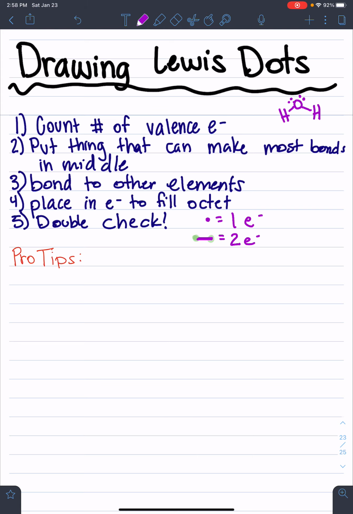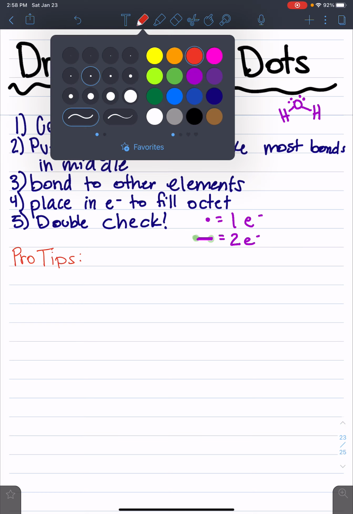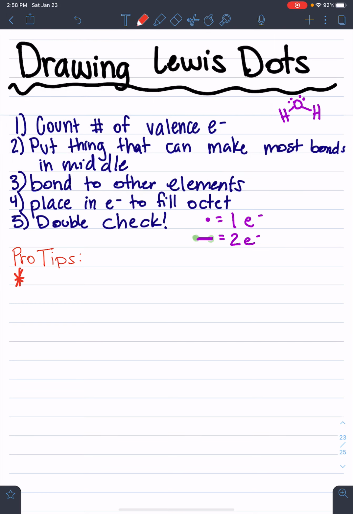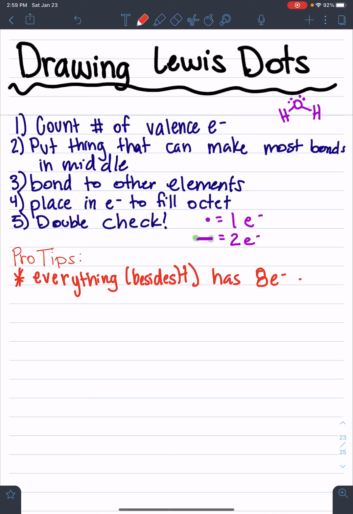But I'm going to give you a couple pro tips that will help you as you're working through these problems also. So the first pro tip is to make sure that everything besides H has an octet, or 8 electrons around it. Remember, we always are trying to get to 8 electrons around our thing. So I'm going to write it down. You should probably write this down in your notes. Besides H, or hydrogen. Alright, that's our first tip.